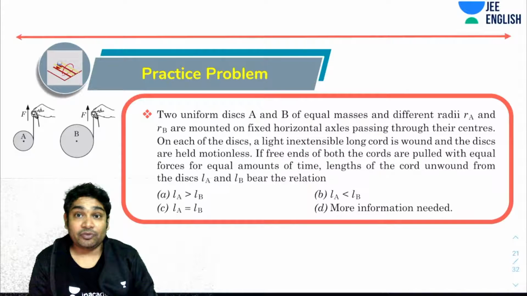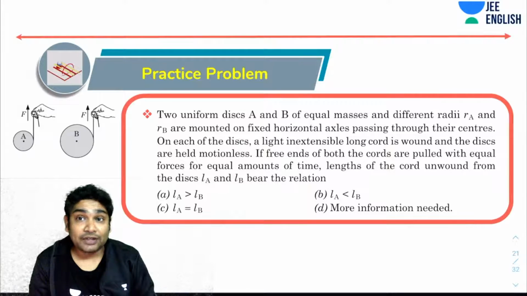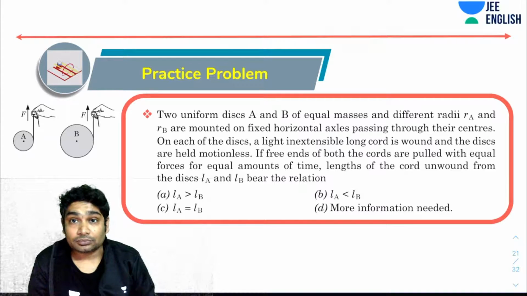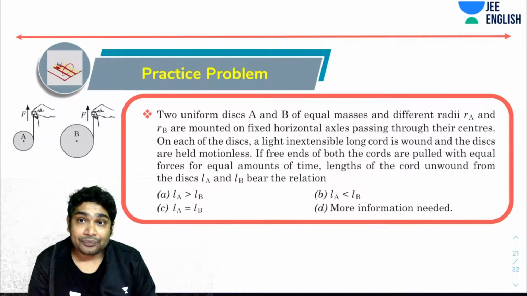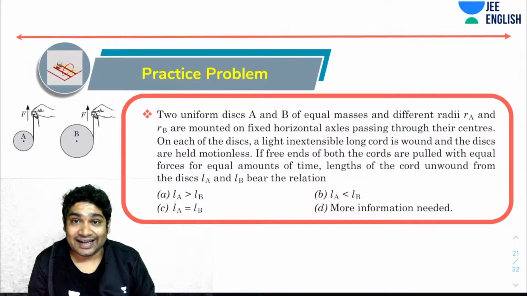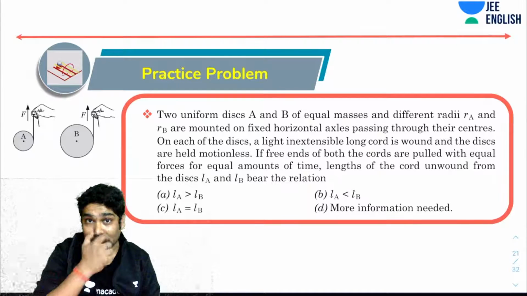In this problem, you've been told two uniform disks A and B of equal masses and different radii, RA and RB, are mounted on a fixed horizontal axle passing through their centers. On each of these disks, a light long cord is wound, and the disks are held motionless. If the free ends of both the cords are pulled with equal forces F for an equal amount of time, the lengths of the cord unwound from the disks are LA and LB. What will be the relation between LA and LB? So think about this one.